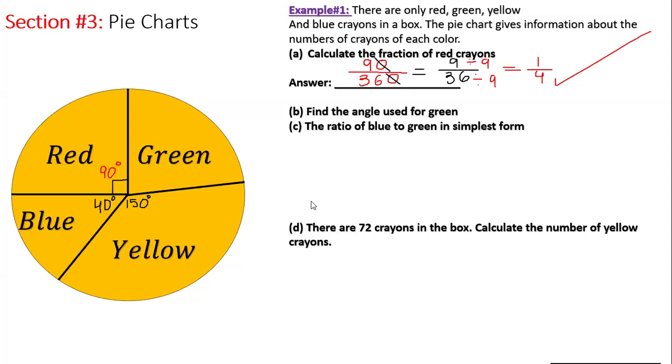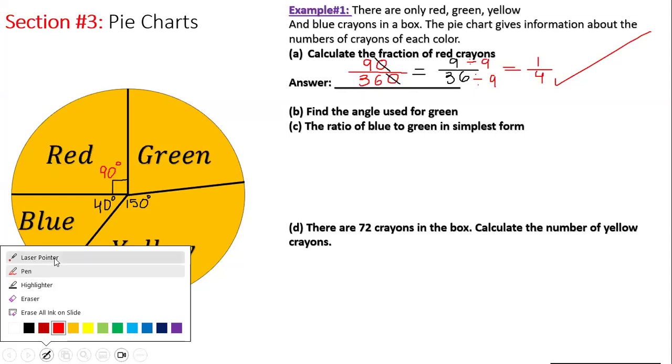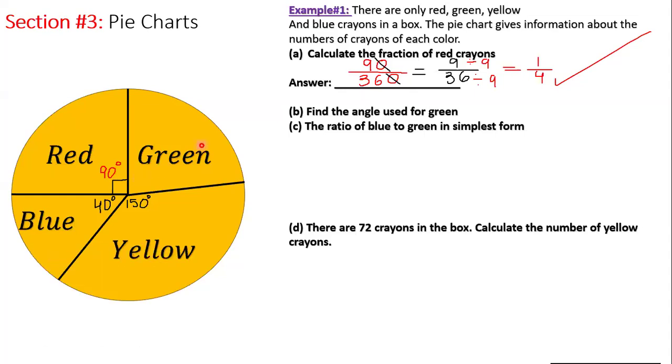Okay, so what is the degrees for red? 90 degrees, right? How do we know it's 90 degrees? Because it has a box. Because of the box, right? The box lets us know. Yes, you can use the restroom. So the 90 is what? The box. The box represents the 90 degrees, okay?